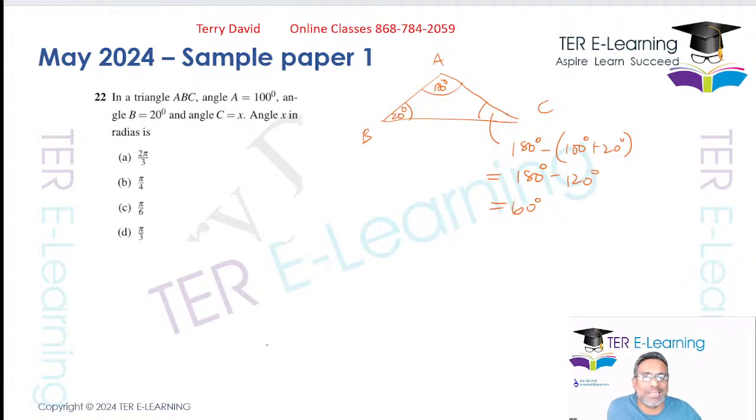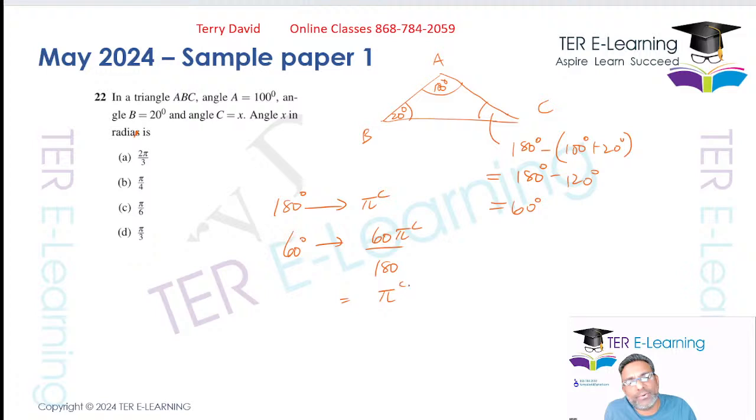But they want the answer in radians. So to work this out in radians, remember that 180 degrees is actually equal to pi radians. So if you want to work out 60 degrees, it's going to be 60 pi radians over 180, which in this case is going to be pi radians over 3. So the answer is going to be D.